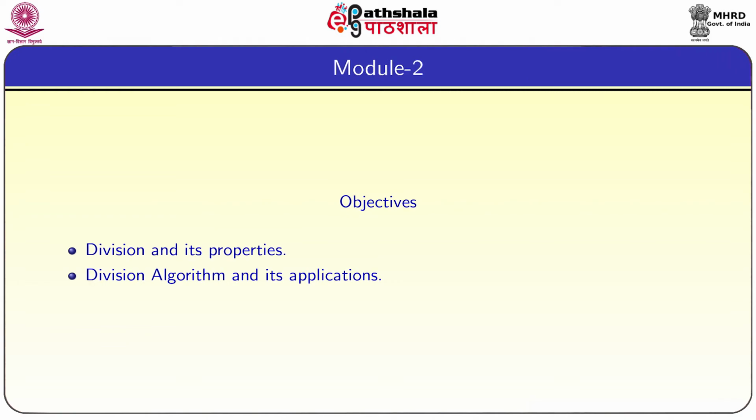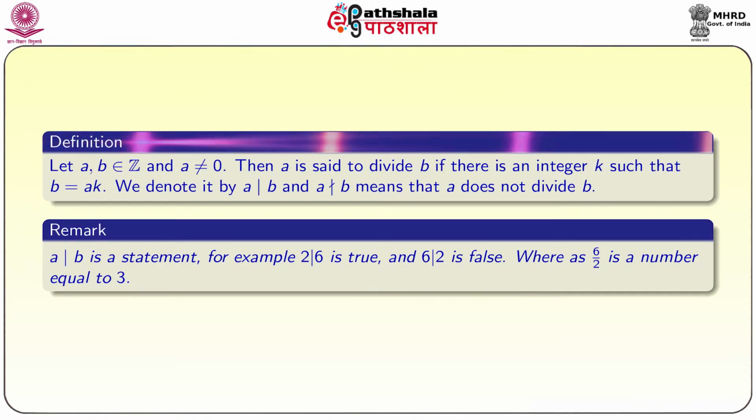Learning objectives of module 2 are: first, division and its properties for integers; second, we will discuss the division algorithm and its applications. So, first we have to define what division in integers means. Let a, b belong to Z and a not equal to 0, then a is said to divide b if there exists an integer k such that b is equal to a times k. We denote it by a | b, that means a divides b. A does not divide b is denoted like that.